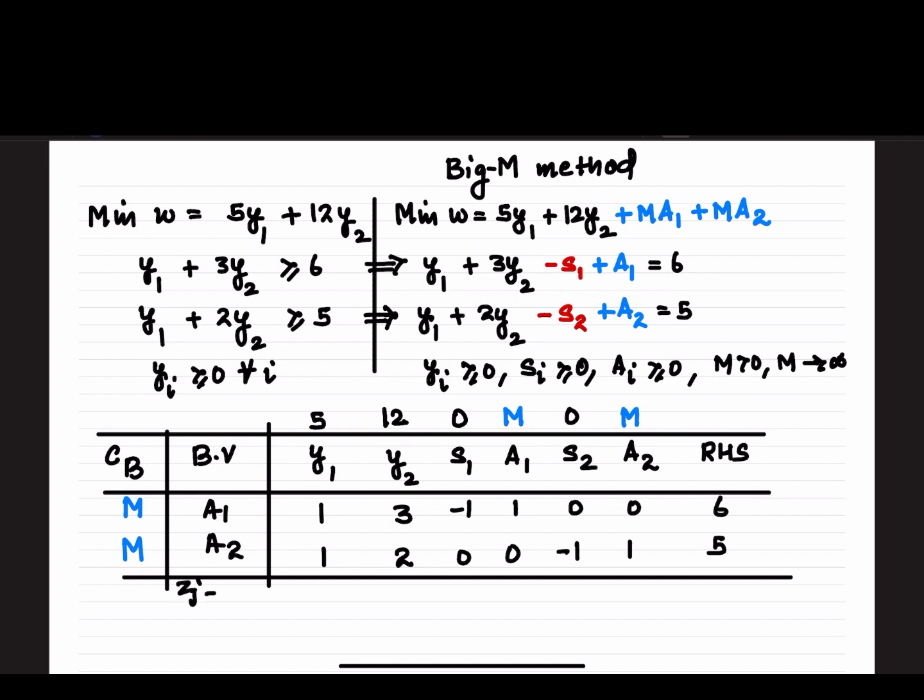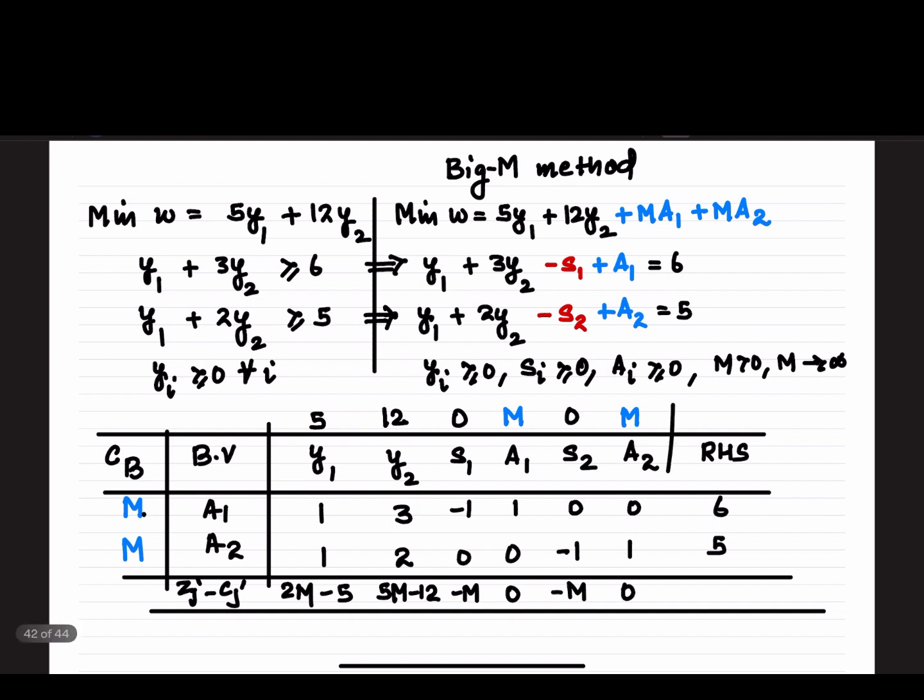Calculate zj minus cj. So the first value is M into 1 plus M into 1, that is 2M, minus cj is minus 5. Then you have 5M minus 12. Then you have minus M. Then you have 0. Then you have minus M. Then you have 0. Currently, you do not calculate the z value because there are artificial variables in your basis. यहाँ पर they have positive value, so you do not calculate.